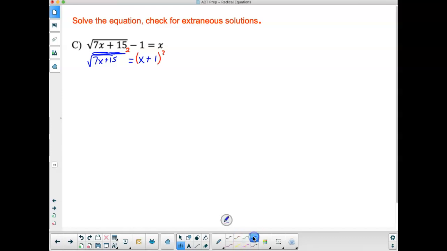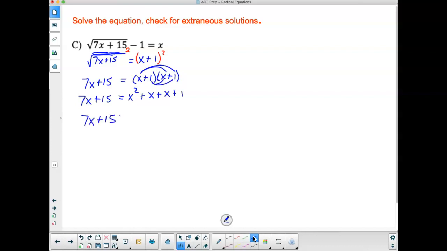Notice the right side, I am squaring a binomial, which will give me a trinomial. Square the left side, I get 7x plus 15. I'll probably only do this once, but this is actually x plus 1 times x plus 1, which gives me 7x plus 15 equals x squared plus x plus x plus 1, which really gives me 7x plus 15 equals x squared plus 2x plus 1. Now I got a quadratic equation.